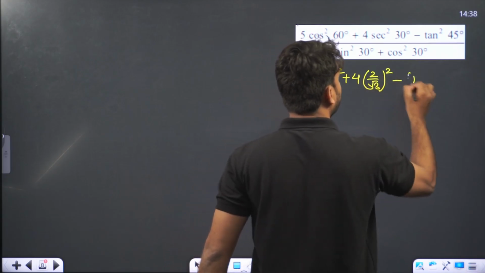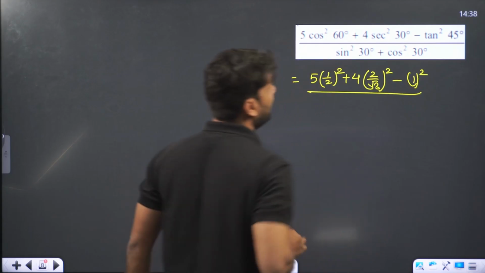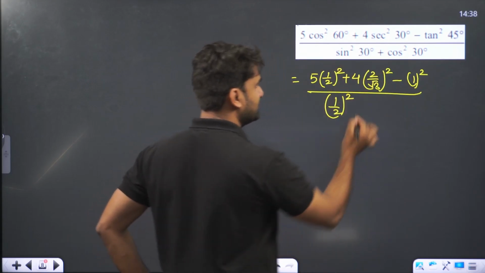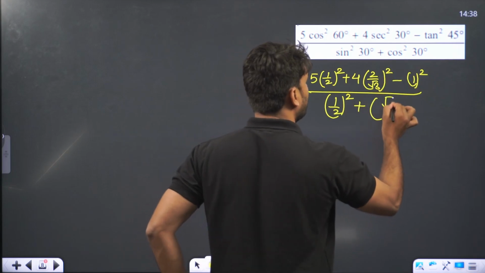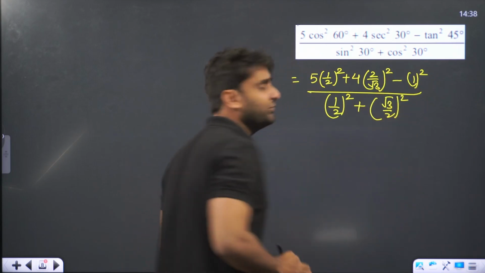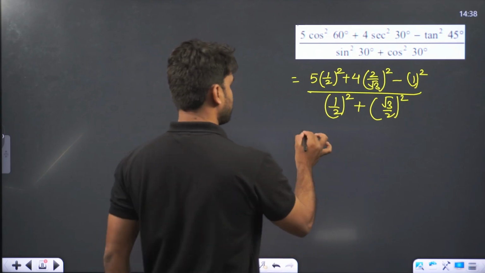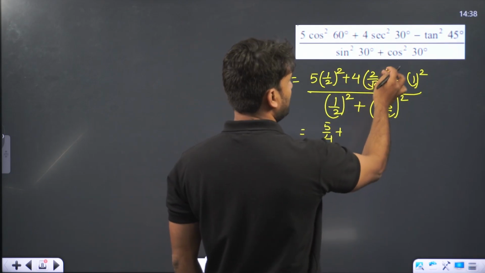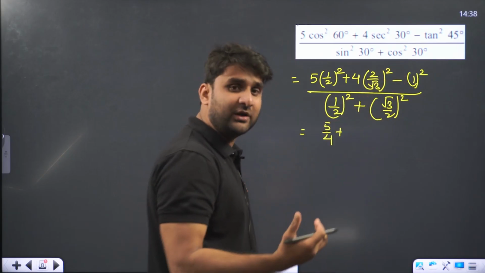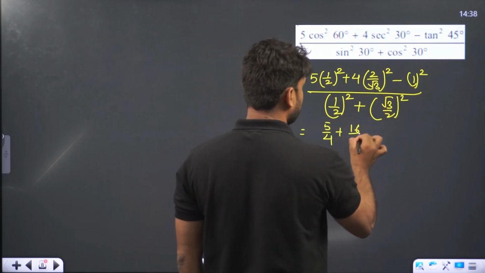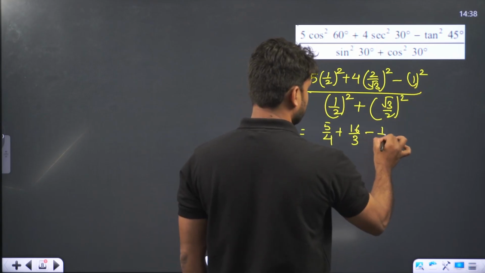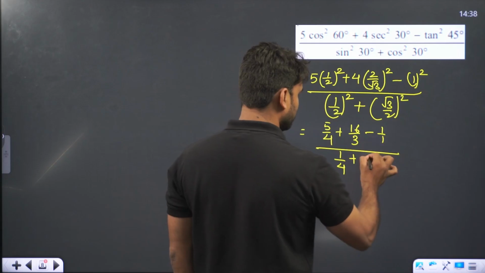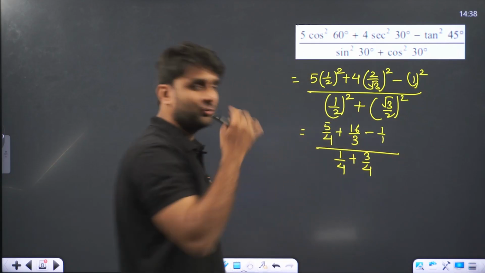Minus tan 45 is obviously 1, square. Divided by sine square 30 degree. So sine 30 is 1 by 2, but a square is there, so we have to put a square also. Cos 30 is equal to root 3 by 2, and a square is there, so we have to put a square. Now solve. 1 by 2 square will be 1 by 4, so this is 5 by 4. This is 2 by root 3 whole square, means 4 by 3, and 4 times 4 is 16, so this is 16 by 3. 1 square will be as it is 1, divided by 1 by 2 square which is 1 by 4, and root 3 by 2 square will be 3 by 4. 2 times 2 is 4, root 3 square will be 3.